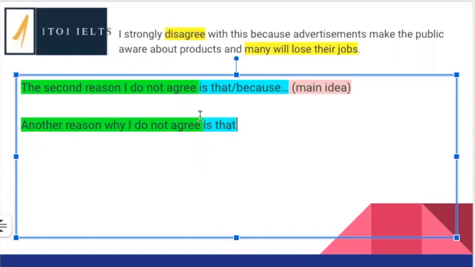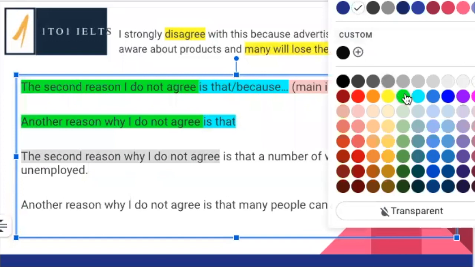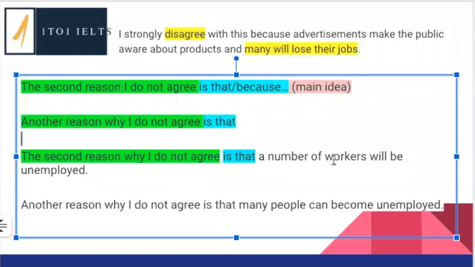Okay, so having a look at one of these 2 structures, how would you write your topic sentences? So let's have a look at these here. So the second reason why I do not agree is that. Okay, we have got the signposting, which is important. We've got our connecting words, which is important. A number of workers will be unemployed. Subject, verb, object. Okay, we've got our clause. So the second reason, again, a number of workers will be unemployed.